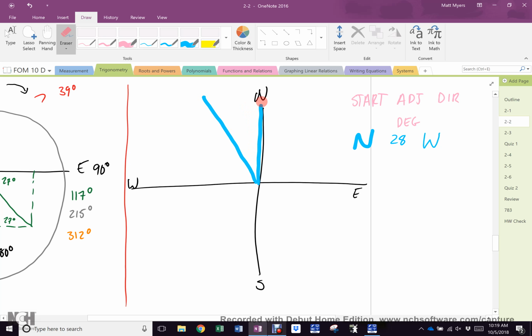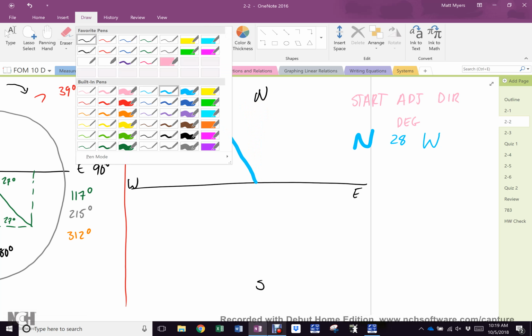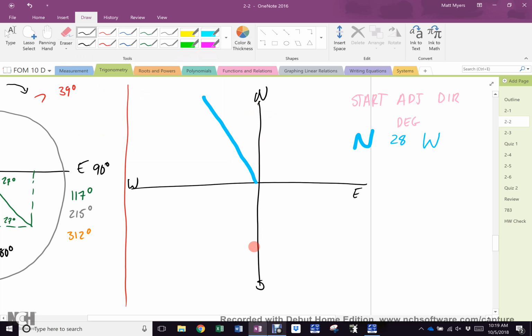Can I do trig? I erased my north-south. It disappeared. Where's the 28? Between west and blue or north and blue? North and blue. Because I adjusted 28 degrees towards the west. Can't do trig yet. Now I can. What's this? 62. What is this? 28. What is this? 62.